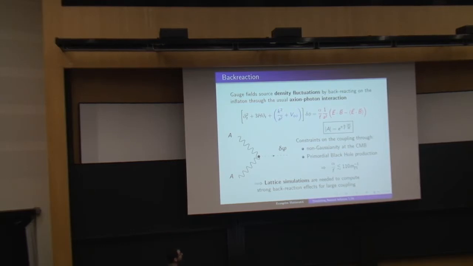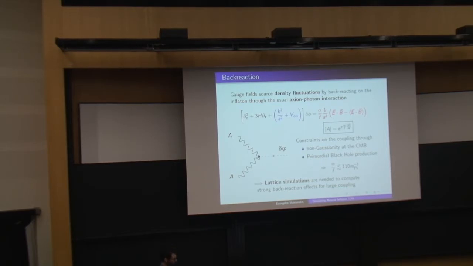Now people in this room have done a lot of heavy lifting to calculate these sorts of effects, like Marco, Lorenzo, Andre. And the two effects that can arise are non-Gaussianities at the CMB level, because this forcing term gives a non-Gaussian contribution to delta phi.